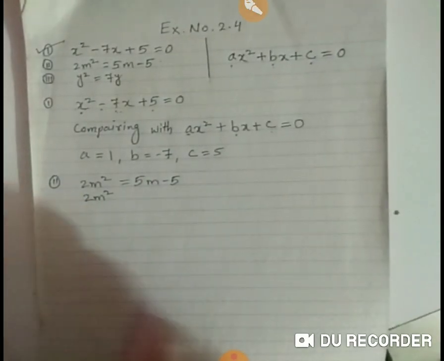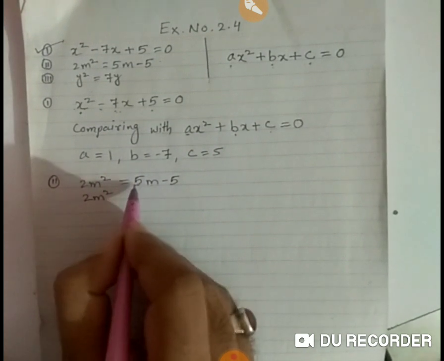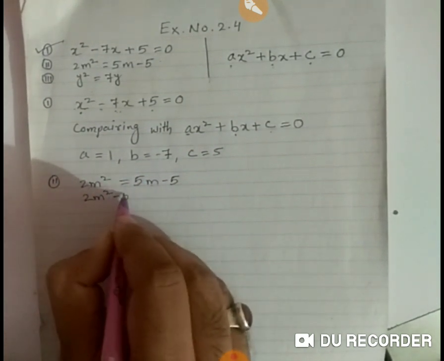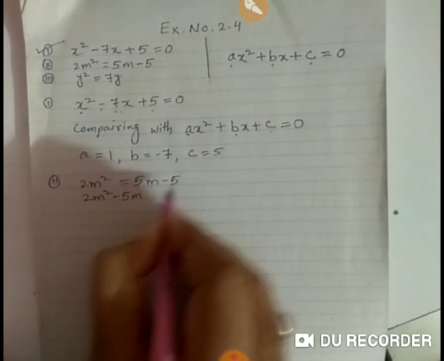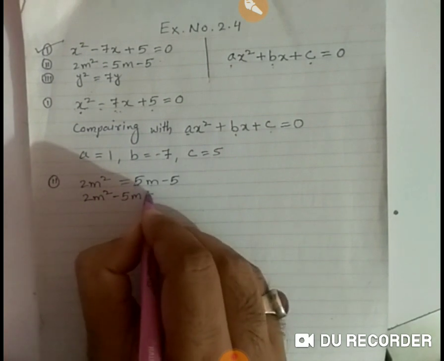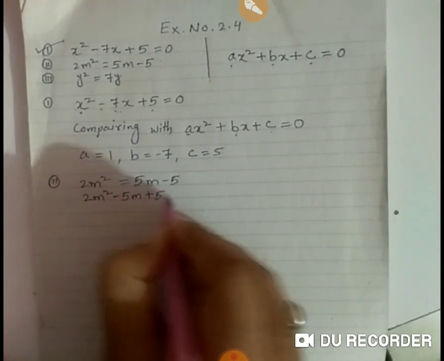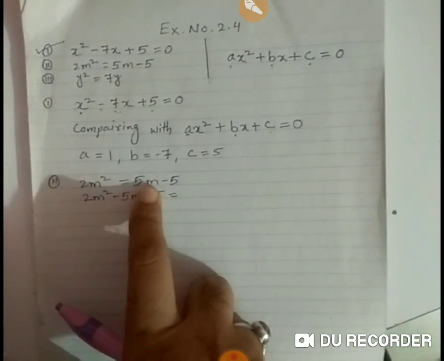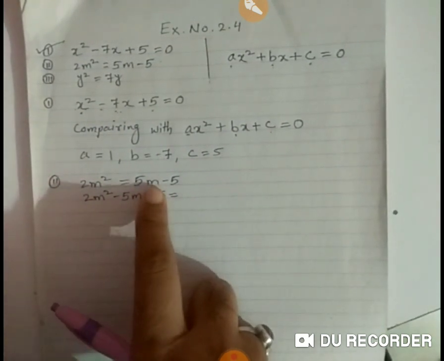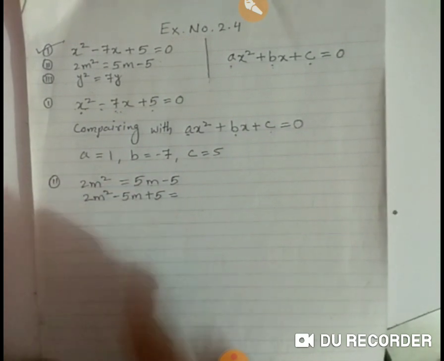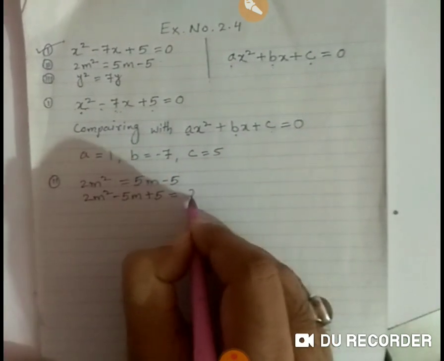on its place. This is positive 5m. I can bring it to the left hand side. It will become negative 5m. This is negative 5. I can bring it to the left hand side. It will become positive 5. Now no term is left on the right hand side, so you can say here we have 0.